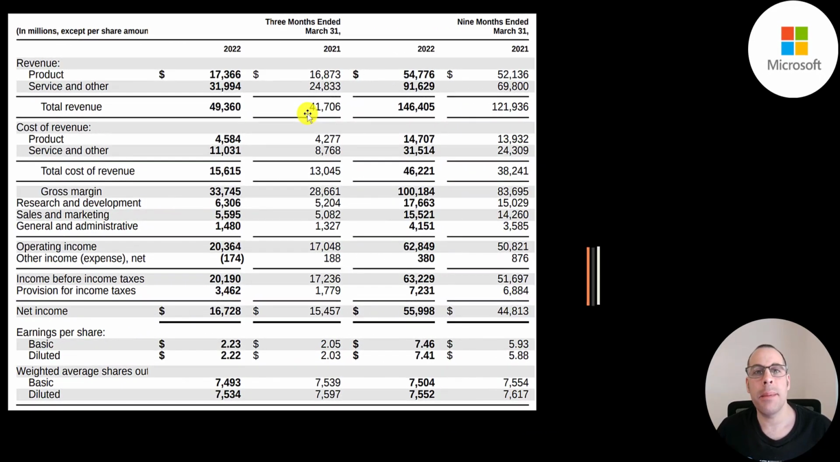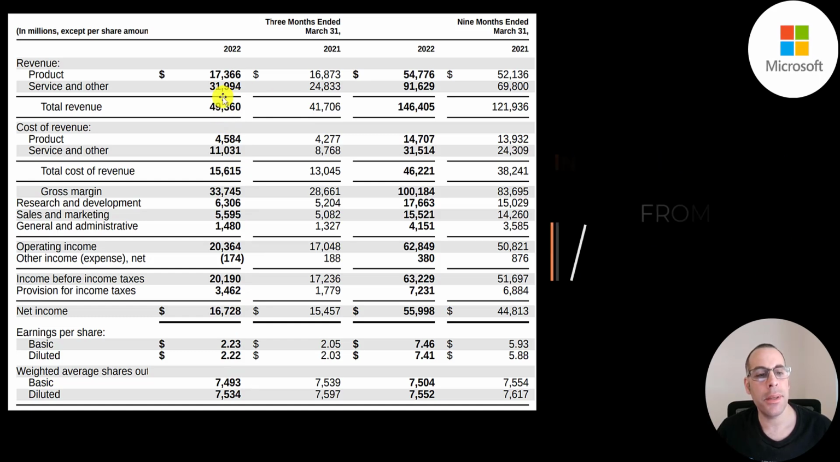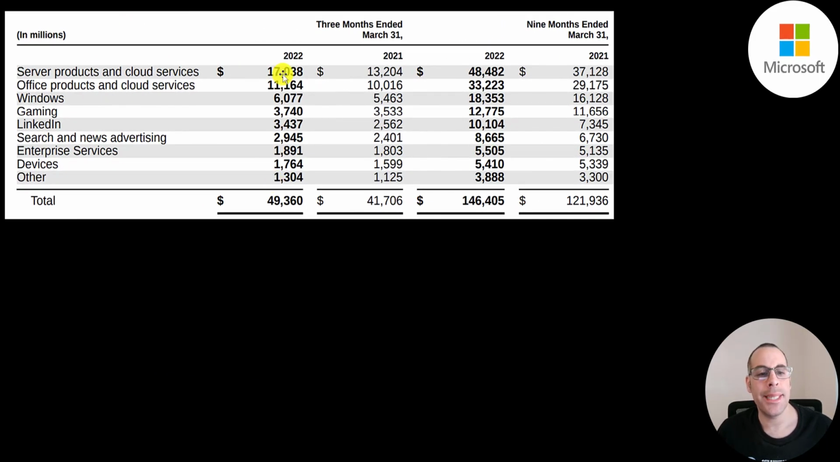This is the income statement from their latest 10Q, and this is the first quarter of 2022. Their revenue is 49 billion, 17 billion from products, 32 billion from services. Of the 49 billion of revenue, 17 billion was from server products and cloud services. 11 billion was from office products and cloud services.